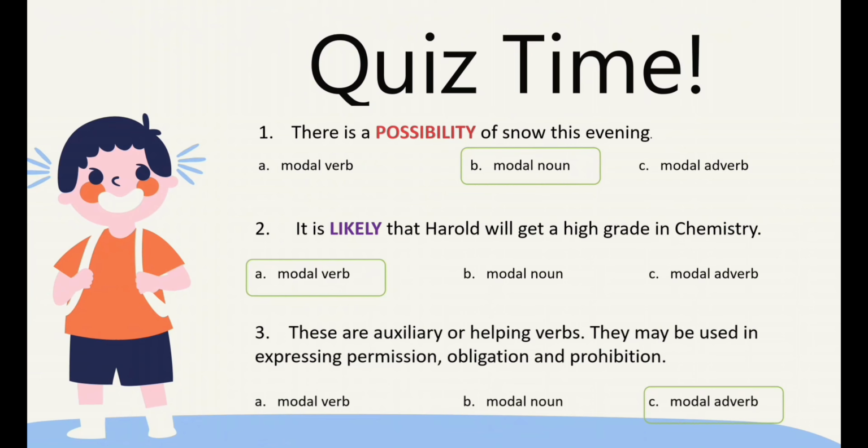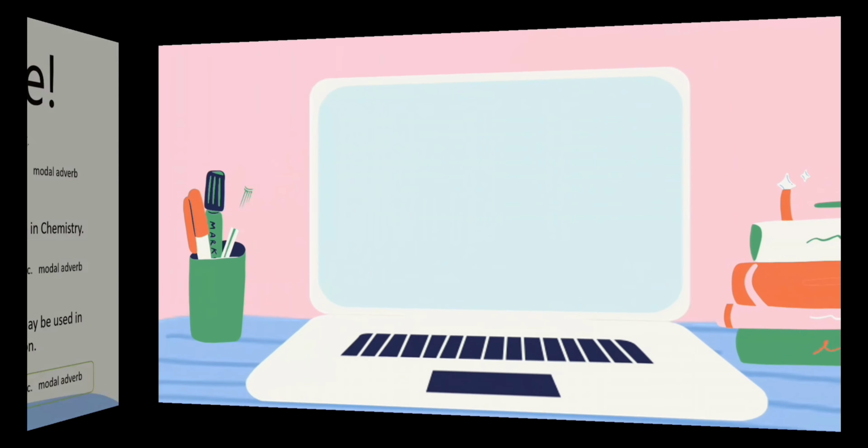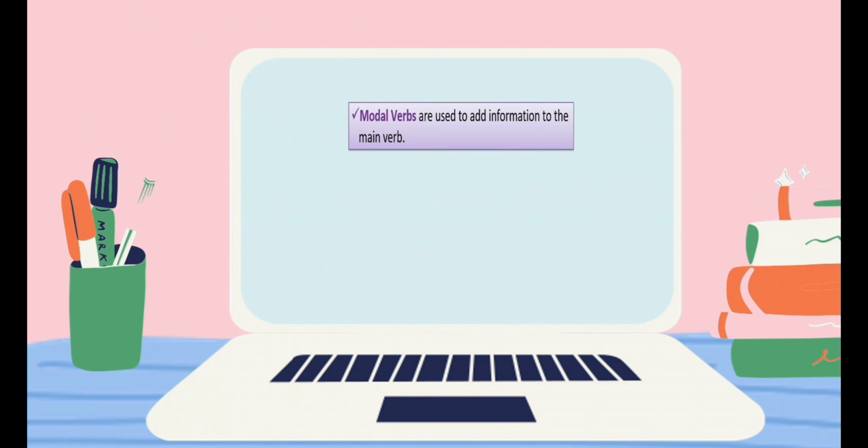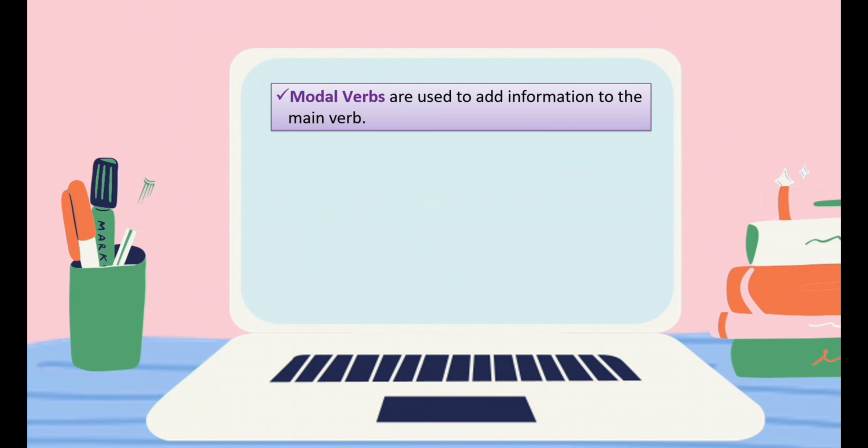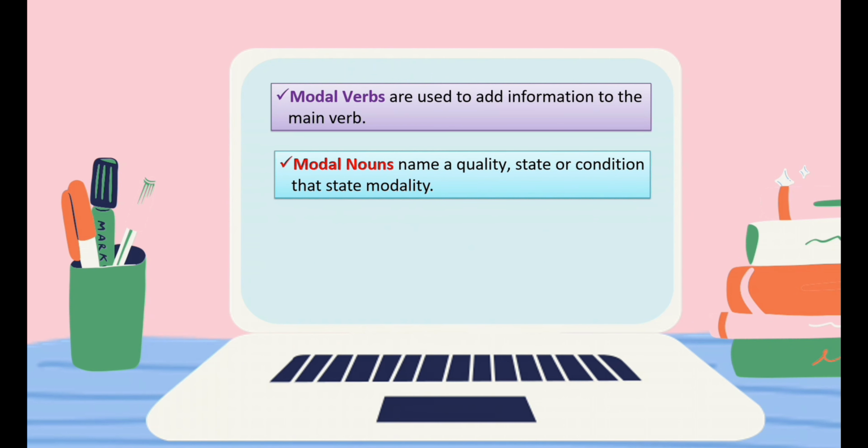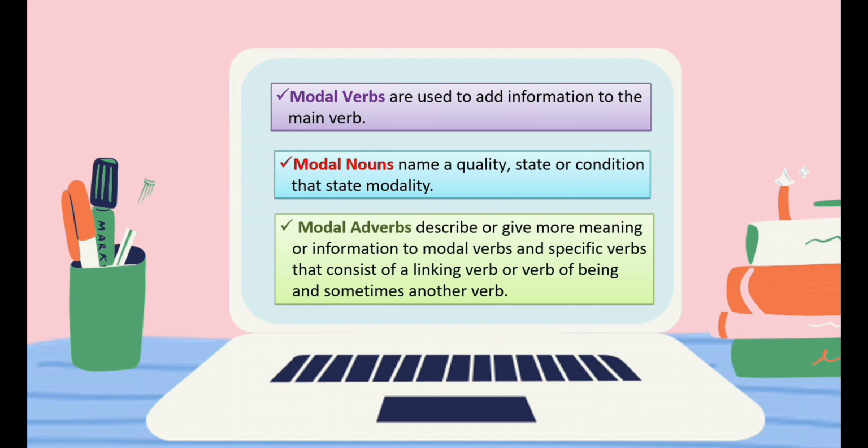So, again, modal verbs are used to add information to the main verb. On the other hand, modal nouns name a quality, state, or condition that states modality, while modal adverbs describe or give more meaning or information to modal verbs and specific verbs that consist of a linking verb or verb of being and sometimes another verb.